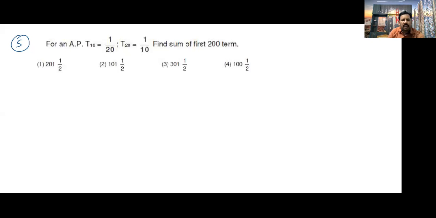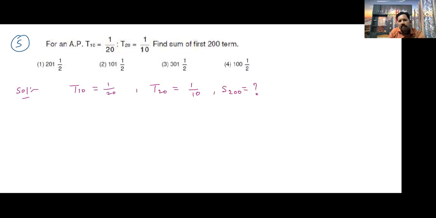Okay, now see the first question. For an AP, T10 is equal to 1 by 20, T20 is equal to 1 by 10. Find the sum of the first 200 terms. Yes, 200 we need to find.